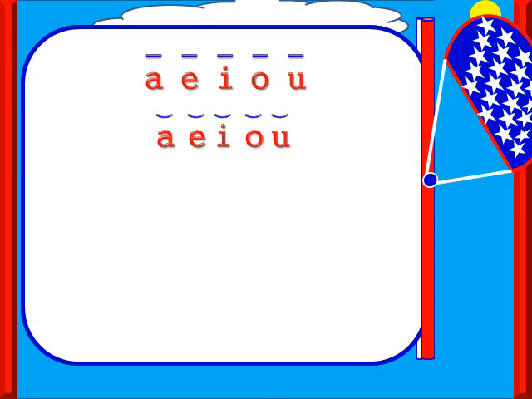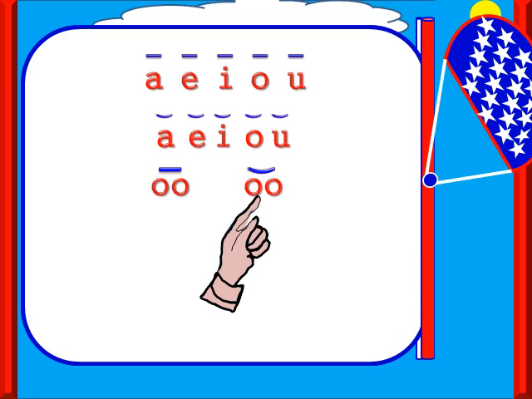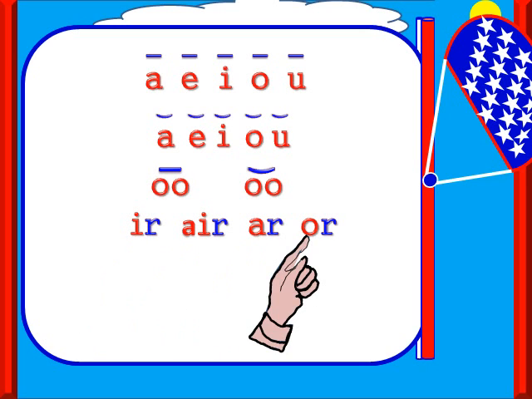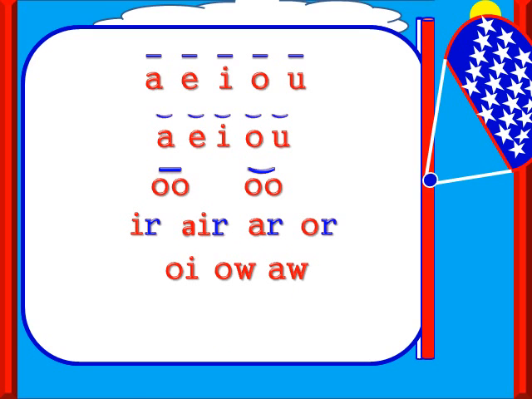Long double O sound. Short double O sound. 4 R control vowel sounds: air, R, or. 3 diphthong sounds: oi, ow, ah.